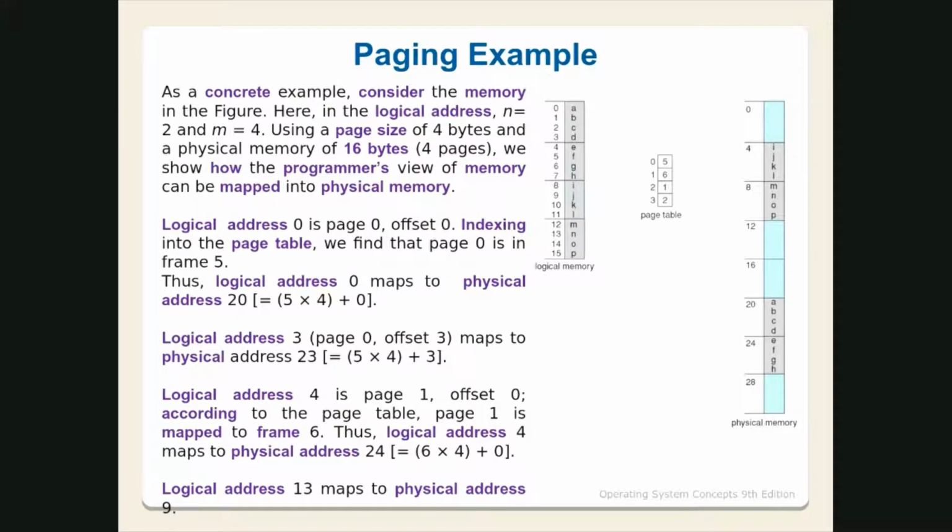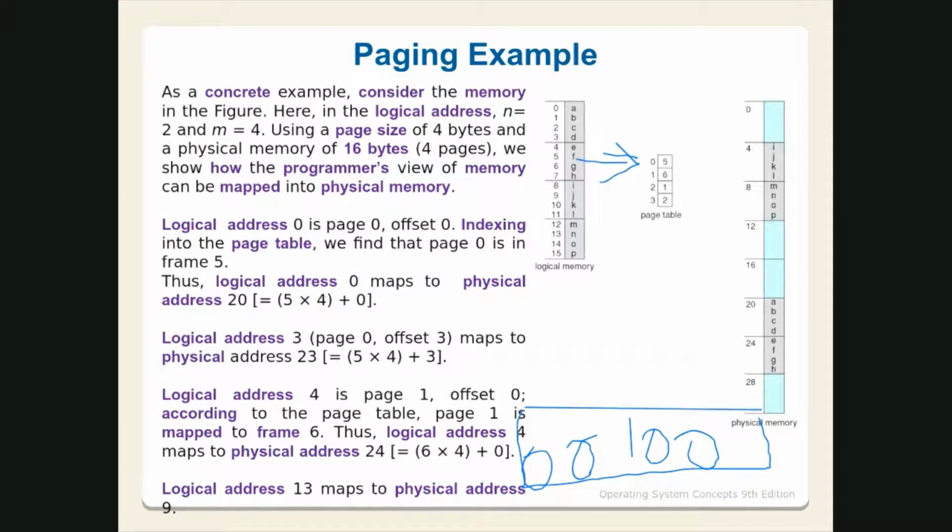Let's assume one other example, or the same example. How do you know the frame number? One more same example. Your logical address contains 0. 2 bits for the offset, 4 minus 2 bits for the page number. So my page number is 0. In the page table, where is the 0? It's here, and the page table contains the frame number 5.